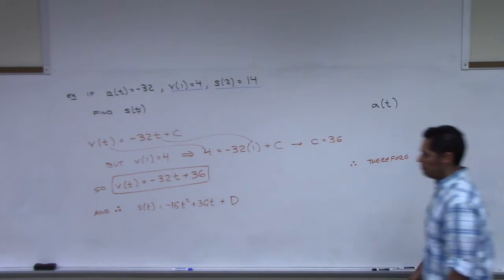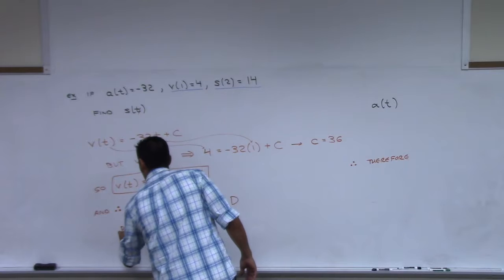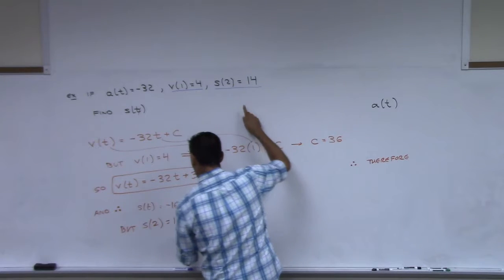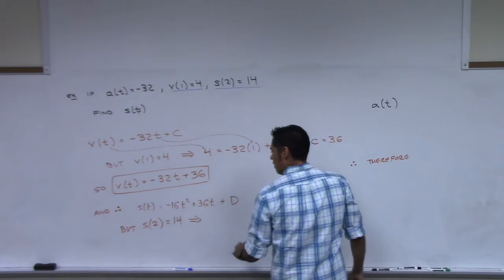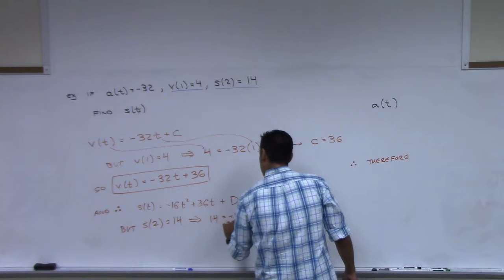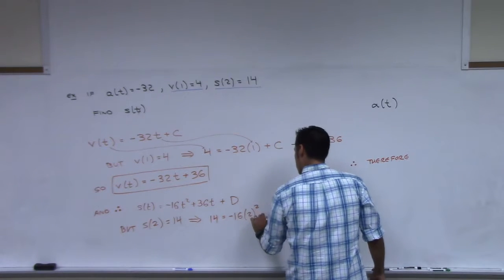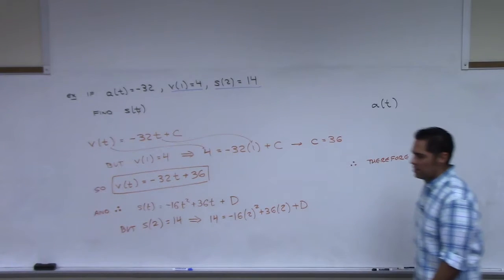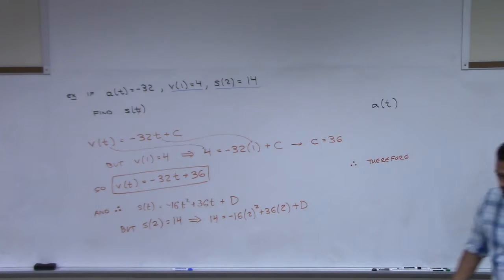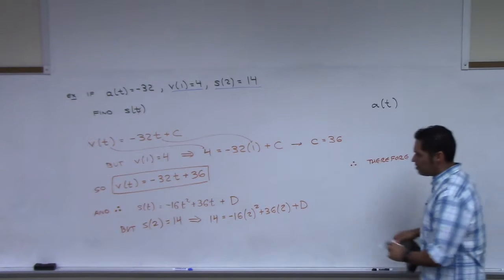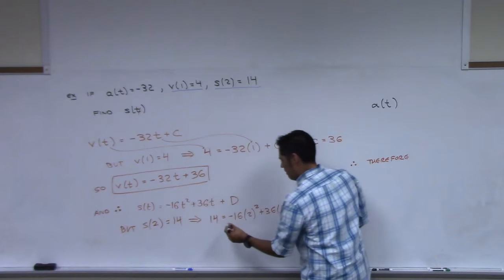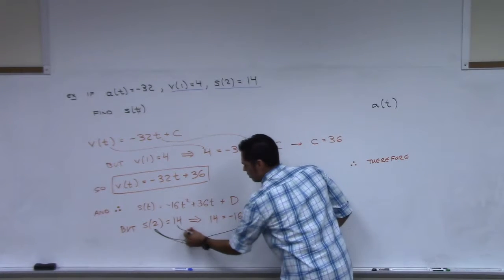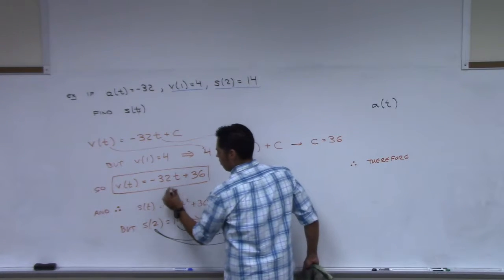But S of 2 is 14, which means that 14 must equal negative 16 times 2 squared plus 36 times 2 plus d. And I can solve that for d. And on this one, again, I'm just using the fact that my 2 went in for my t's, right? And 14 is the other side of this. So that's working off this thing.